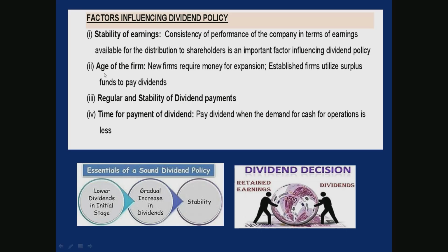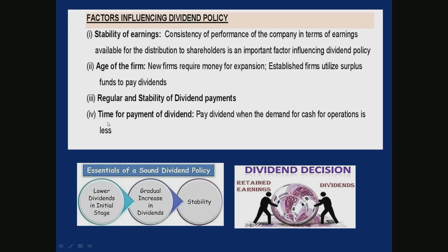Age of the firm. A new firm will not be able to pay high dividends as an old or an established firm. Regular and stability of dividends. When a company pays stable dividends, the shareholders expect similar dividends, and regular stability of dividend payments is also another factor influencing dividend policy.